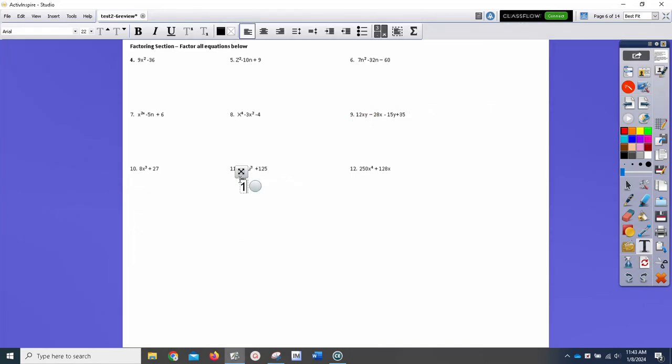11, I'm going to change the order and make it 125 minus 27u cubed. The reason I did that is because that made it look like a cubed minus b cubed. It factors very similar to the last one. It's a minus b times a squared minus ab. Oops, not minus. Plus ab plus b squared.